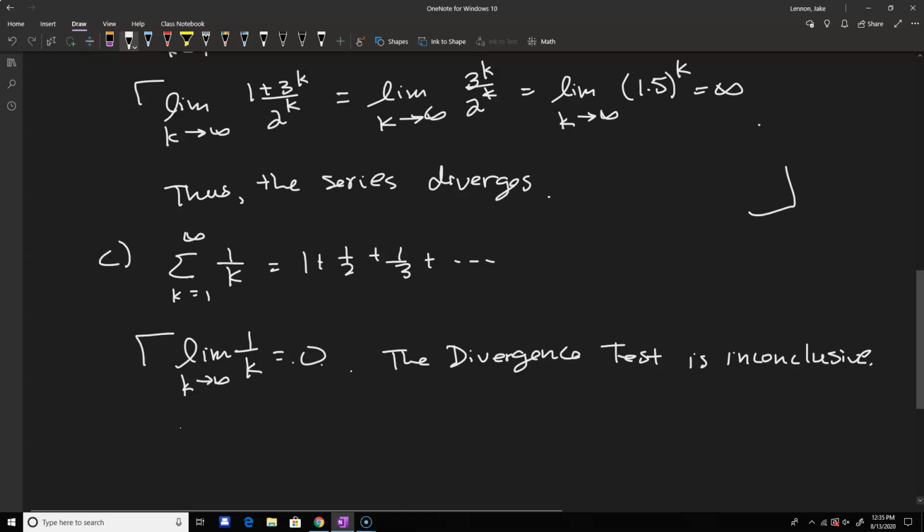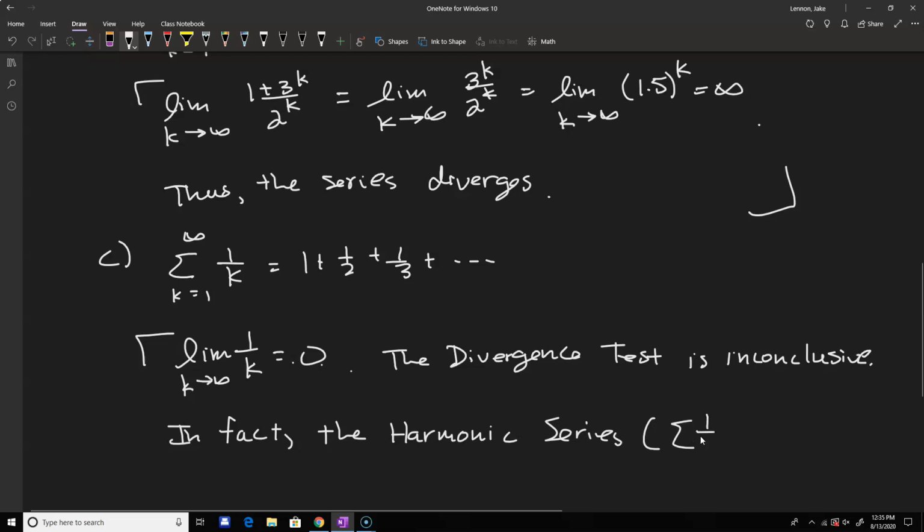But in fact, if you expected the series to converge, you would be wrong. The series does diverge. The harmonic series, which is the one we're looking at, diverges.